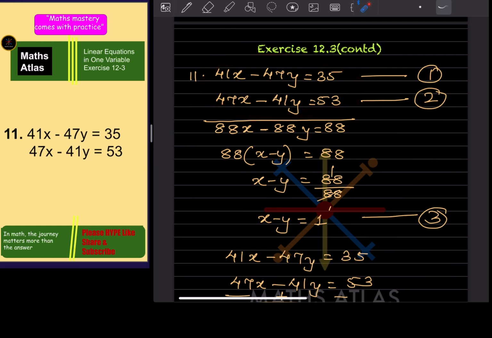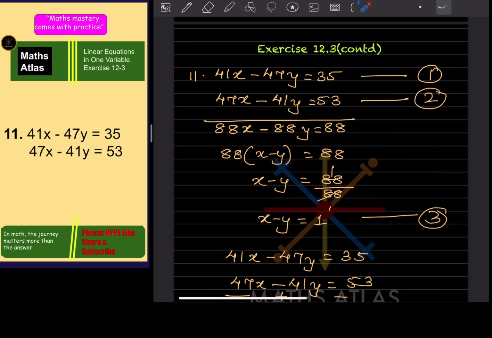The question is given on the left hand side. After adding this we get 88x minus 88y, and this is going to be 88. Now you can see here 88 is common, so we'll put it in the bracket: 88x and minus 88y. So this is going to be x minus y is 88. This is actually multiplication, so it will go to the other side and get divided, which is going to be 1. So x minus y is 1.